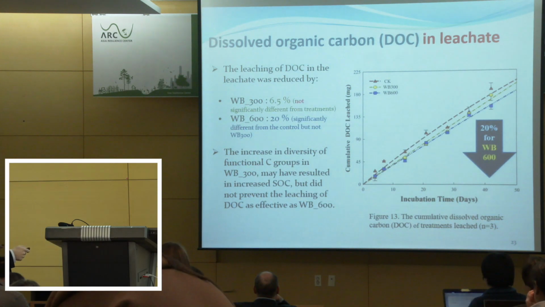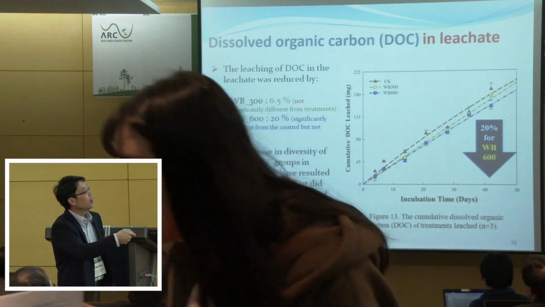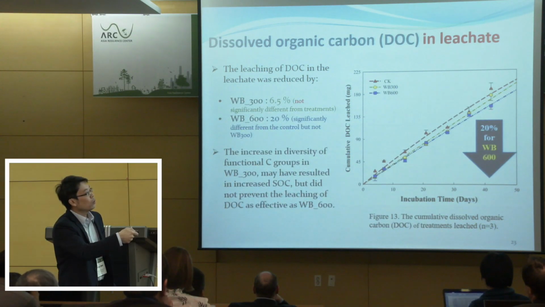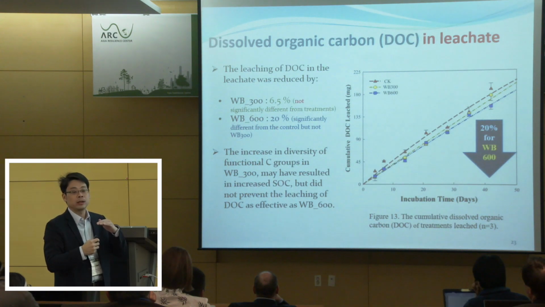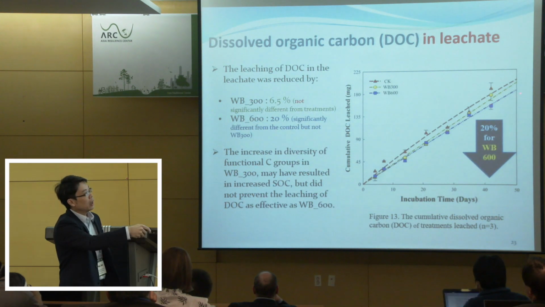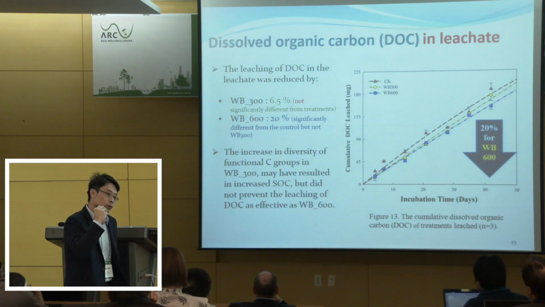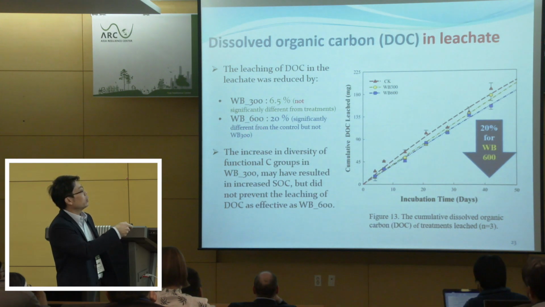For the dissolved organic carbon, there's less DOC in the leachate. It also means if you use biochar in the soil, biochar can retain the DOC in the soil, particularly the high temperature biochar. High temperature biochar is much better than low temperature biochar at retaining the DOC in the soil, by about 20%.